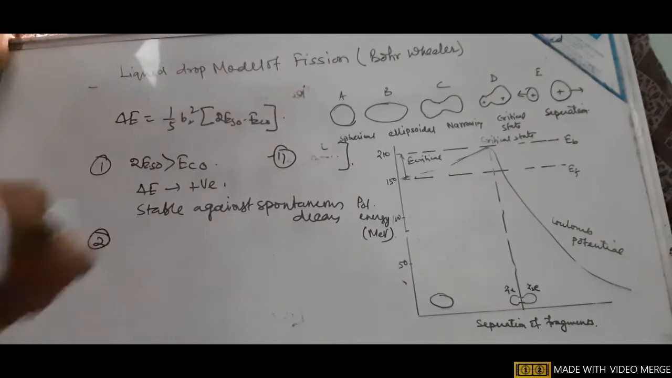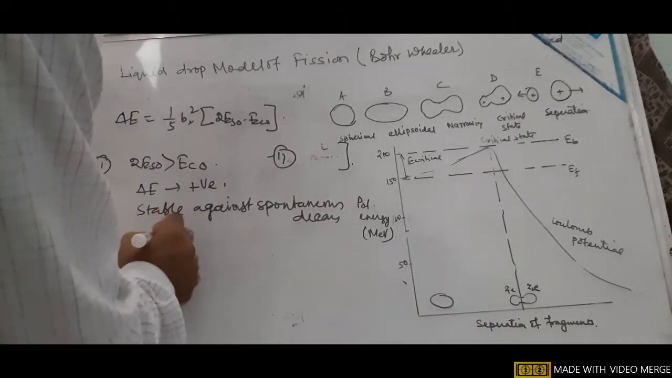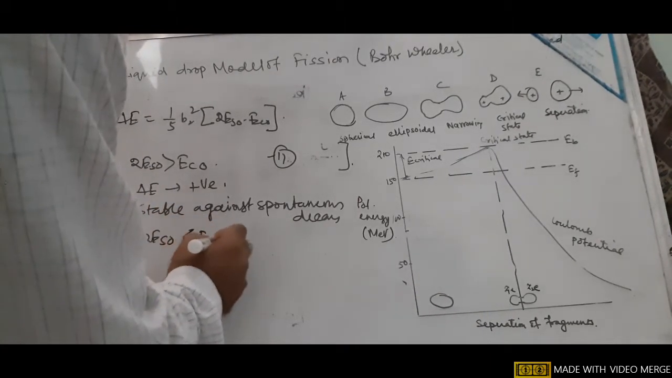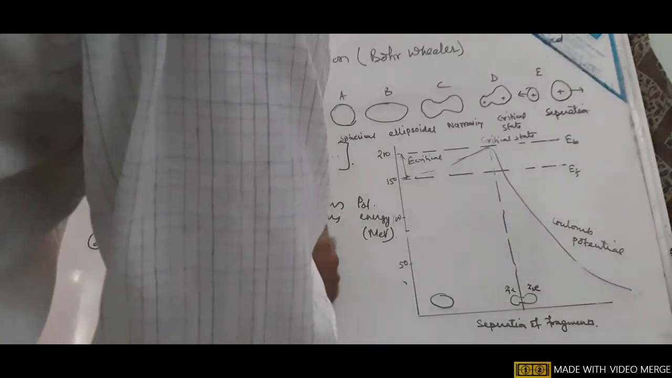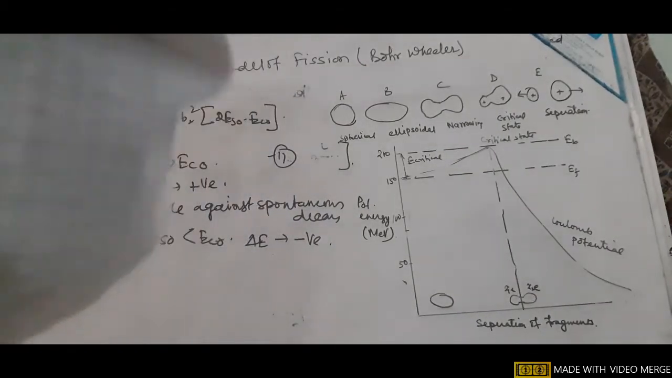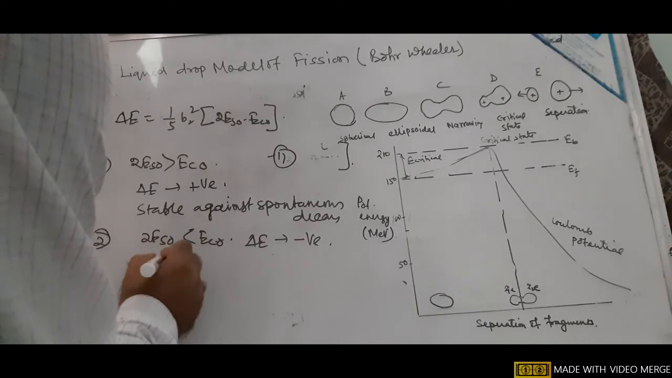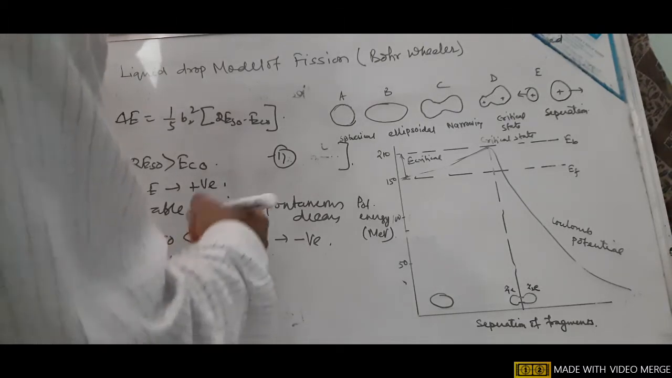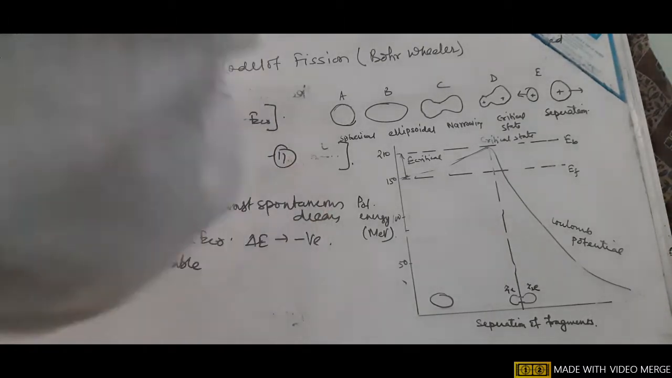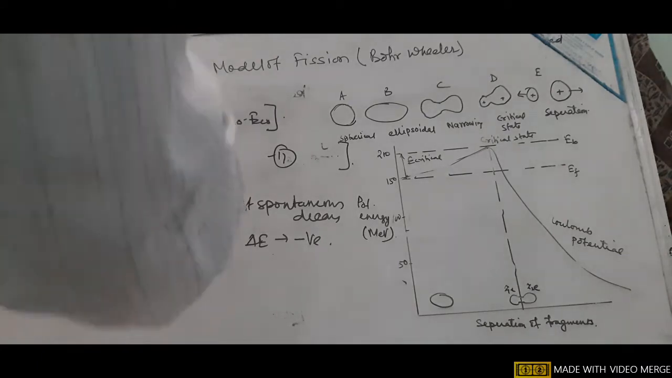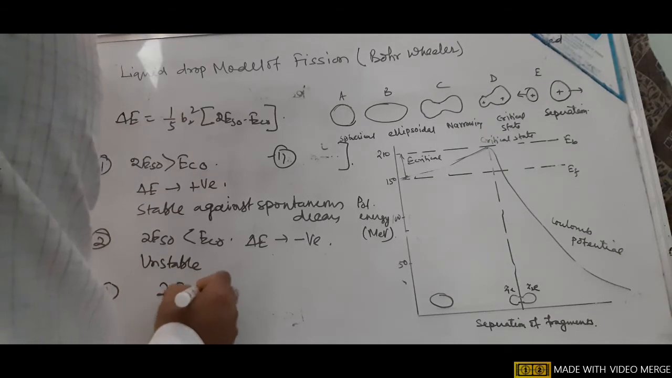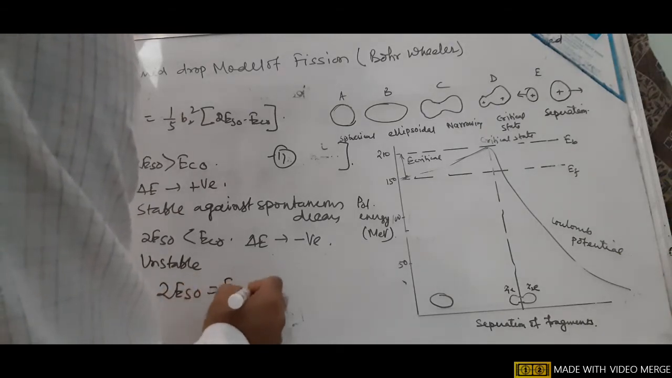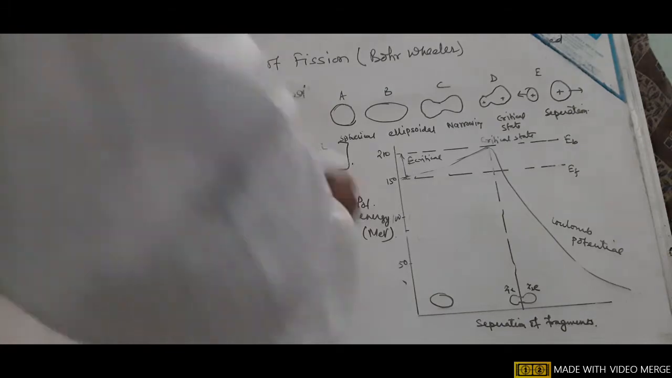Second case: if twice ES0 is less than EC0, what happens? Del E will be negative, and if del E is negative, it means the nucleus will be unstable against spontaneous decay. And number 3, if twice ES0 is equal to EC0, then we have the critical case.